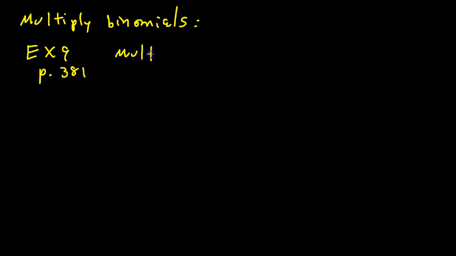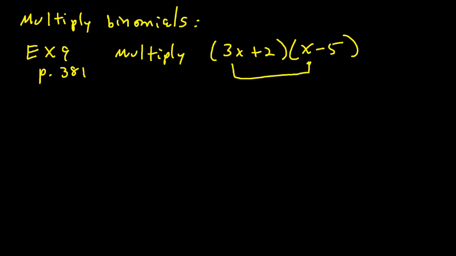We are asked to multiply 3x plus 2 times x minus 5. Well, of course, you recall the FOIL method from your high school days. You multiply your first product, then you multiply your outer product, then you multiply your inner product, and finally multiply the last product and add the results and combine and simplify as needed.